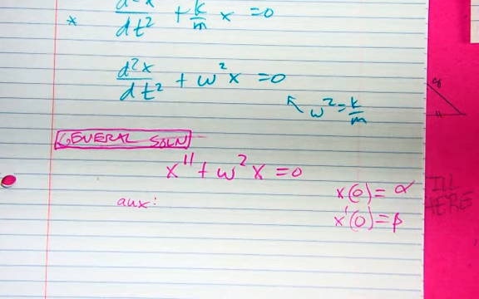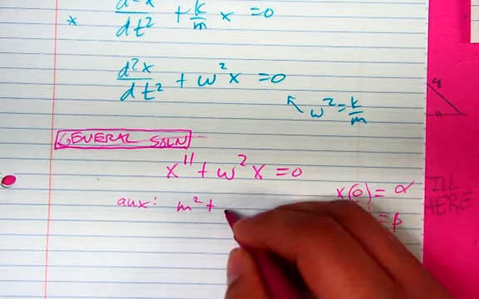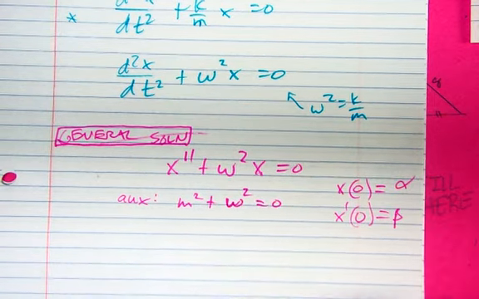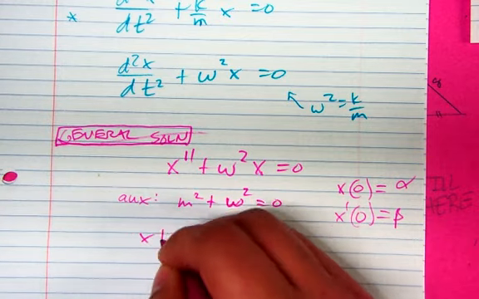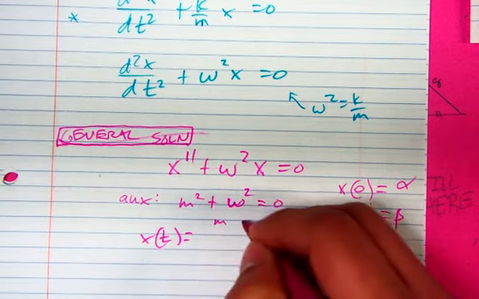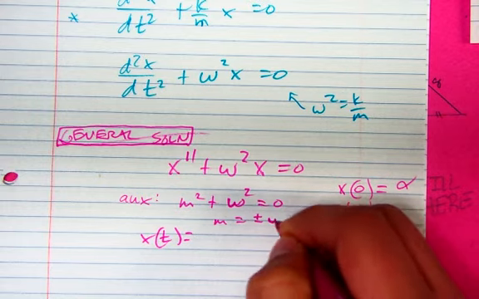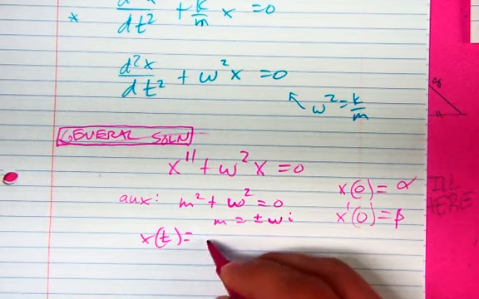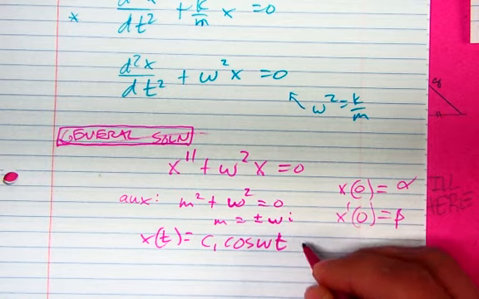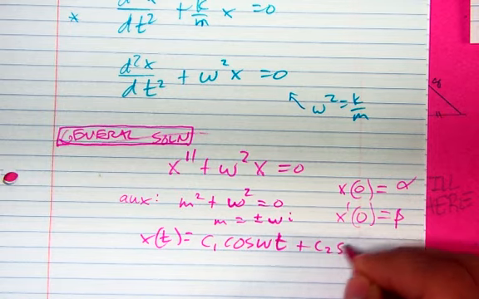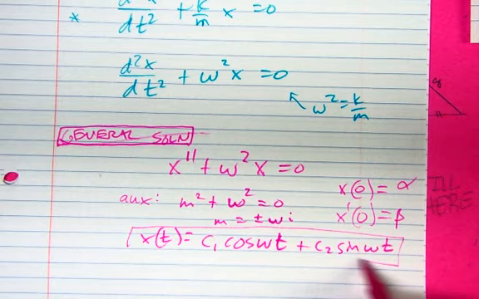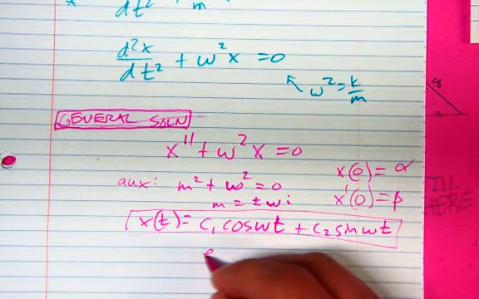m squared equals, well, which gives us what solution? So m would be plus or minus omega i. So what's the solution? c1 cosine omega t plus c2 sine omega t. Yep. So this is what we call the equation of motion.